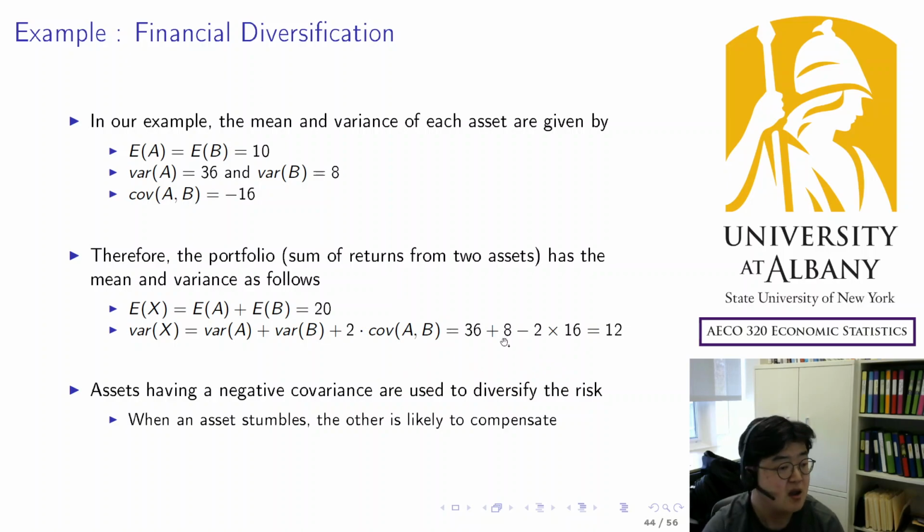Okay? So as you can see, the minus 16 does huge work here. So the total variance, if the covariance was 0, the variance would be 44. But it is reduced by the covariance. So the diversification is coming from the covariance, which is a big deal, as you can see here.